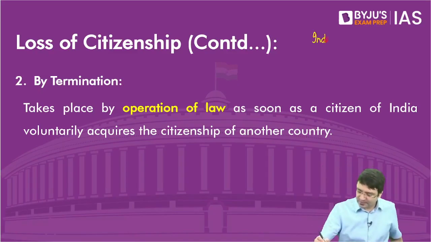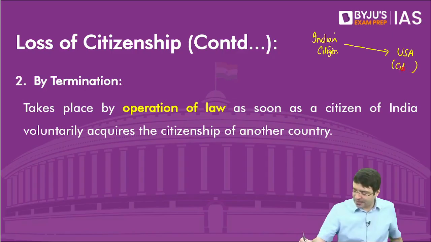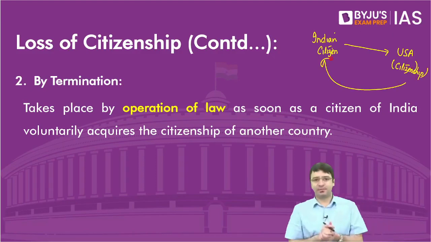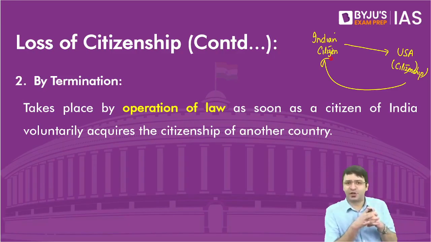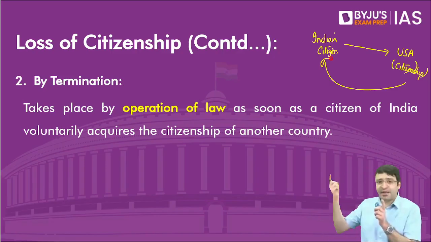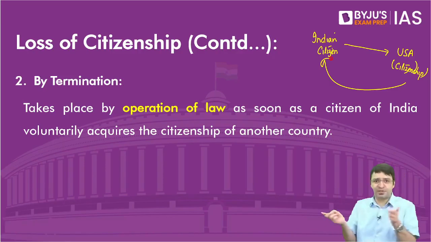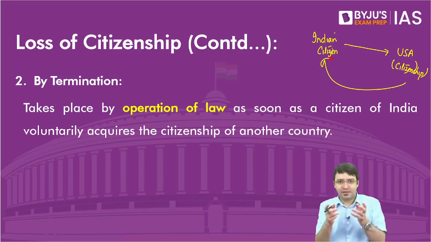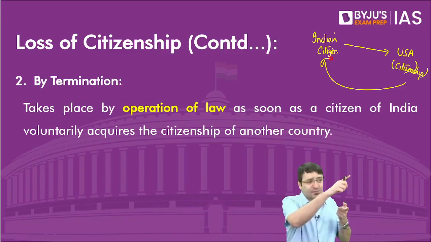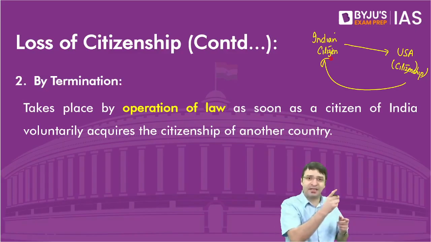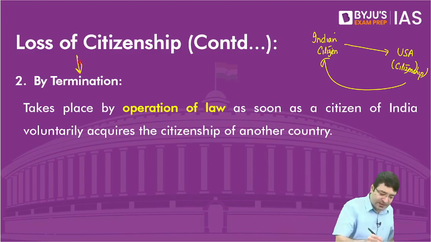You are an Indian citizen, but then you travel to the United States of America, and there you apply for the citizenship of the United States without renouncing your Indian citizenship. That means you are an Indian citizen, you travel to the United States, you apply for US citizenship, you get the US citizenship as well, but you have not given up your Indian citizenship because you can't have dual citizenship. Now the central government, when it comes to know that here is an Indian citizen who has shared loyalty, who is a citizen of India as well as another country, but has not given up his Indian citizenship, will terminate his or her citizenship.